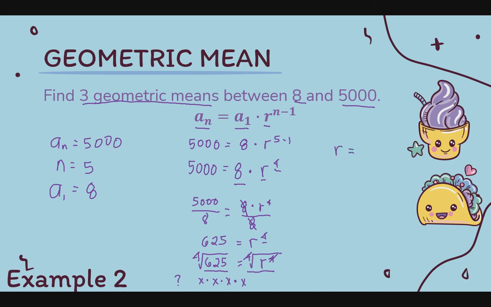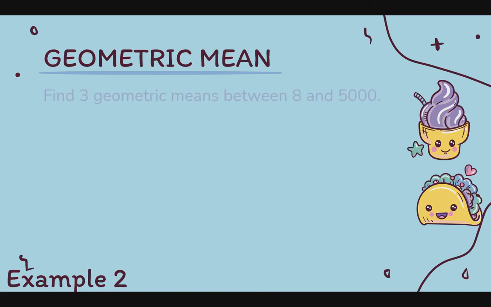R equal to, so, balik tayo dito. Ano ang fourth root ng 625? Very good. Positive or negative 5. Pwedeng positive 5 kasi 5 times 5 times 5 times 5 is 625. Pwede ding negative 5 kasi negative 5 times negative 5 times negative 5 times negative 5 is 625 din. So, ang R natin is positive or negative 5.